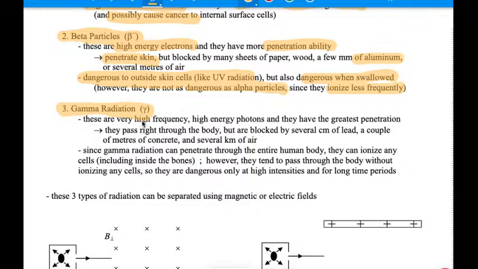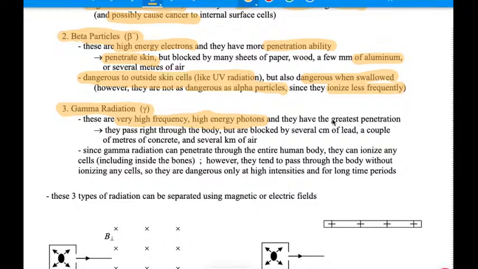So gamma radiation is high energy photons, so not electrons. We're working with photons here, so not the mass or anything like that, but they are extremely high frequency, right? If we look at our electromagnetic radiation spectrum, gamma radiation is the farthest to the right of that spectrum, which means it has the highest frequency, smallest wavelength, also the highest energy.